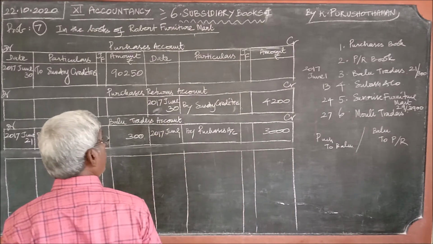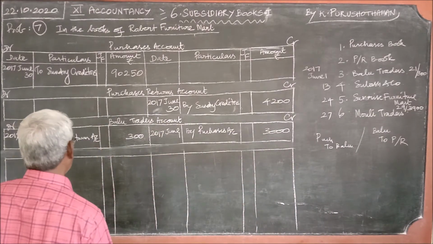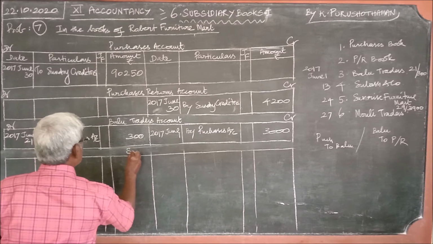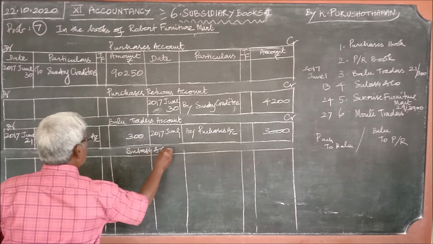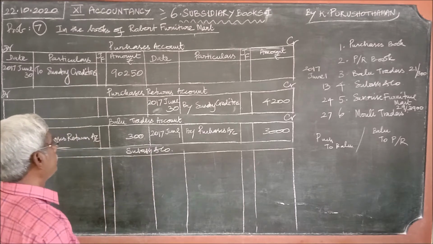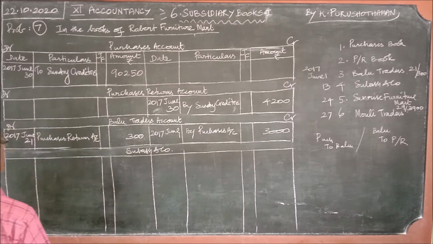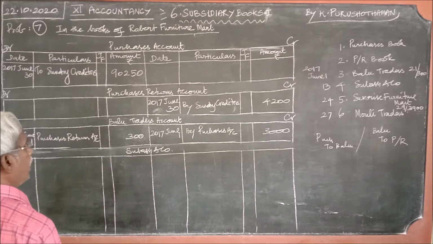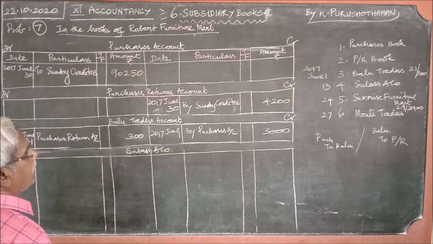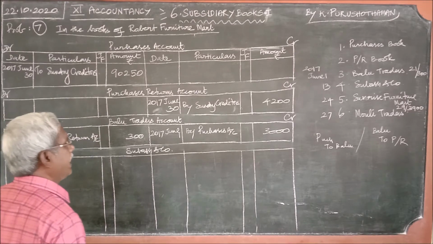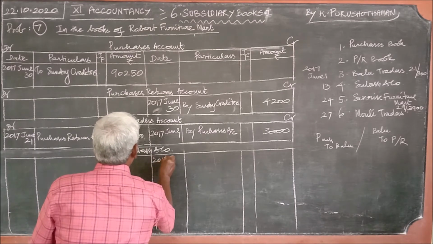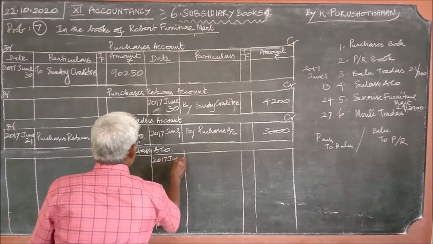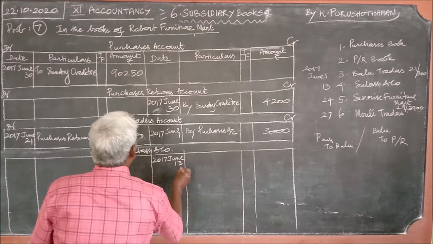The next creditor is Subhash and Co. For Subhash and Co, there was a purchase on what date? June 13th, 2017.